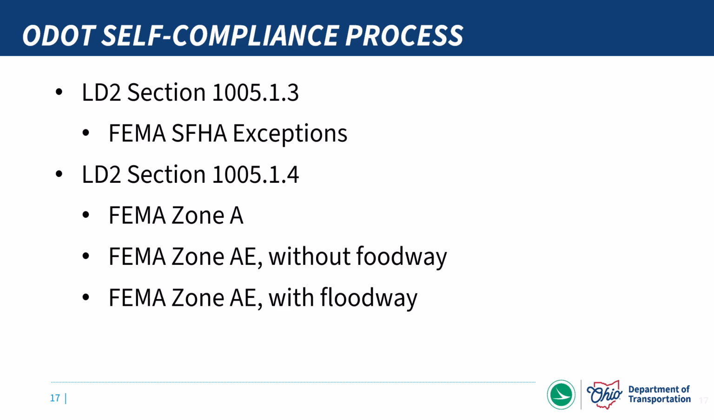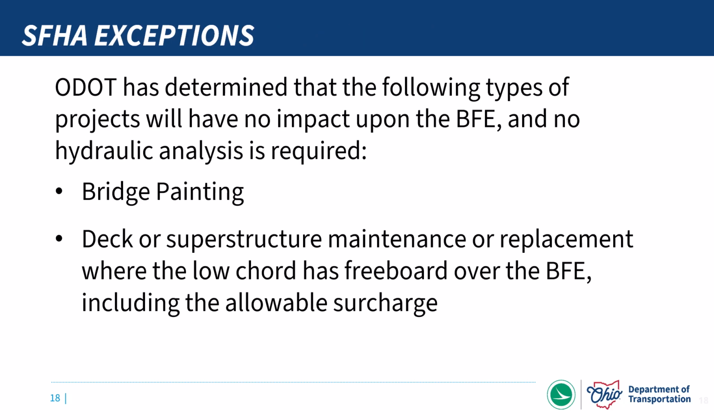So the Location Design Manual 2, or LD2, in section 1005.1.3 talks about the exceptions, and we will discuss that. And then section 1005.1.4 talks about the Zone A, AE, and AE with or without floodway. There are exceptions, and ODOT has determined that the following are exceptions.